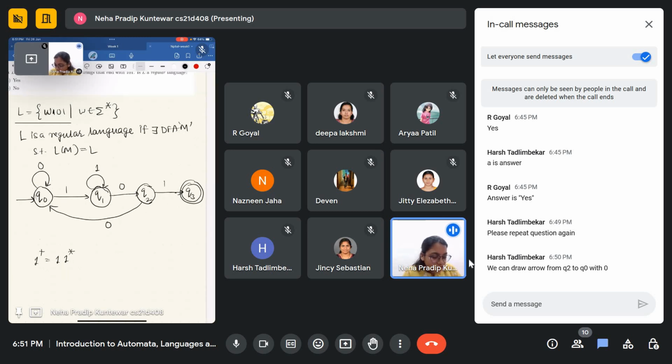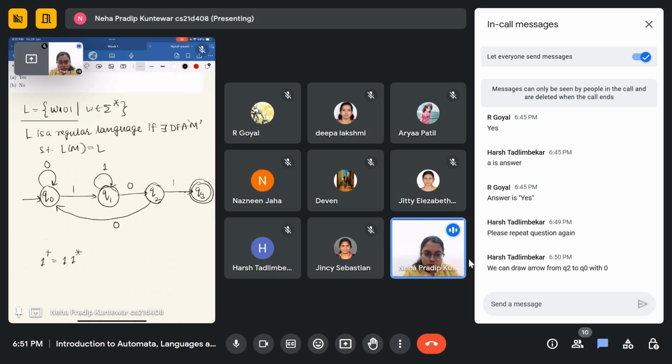And I think the only thing that's missing is the transitions from q3. So if you are at q3 and you read a 0, where do you want me to go? So remain at q3 only, irrespective of whether we get a 0 or a 1.